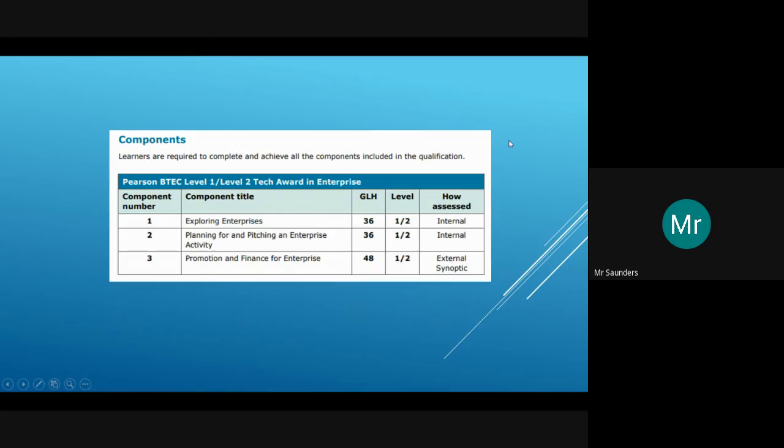The first thing to note with this BTec Enterprise Tech Award is that there are three main components of study, some of which you will do in year 10, and then some of which you will complete in year 11. At the start of year 10, we would be looking at component 1.